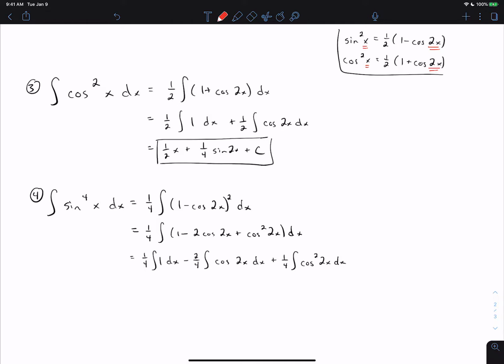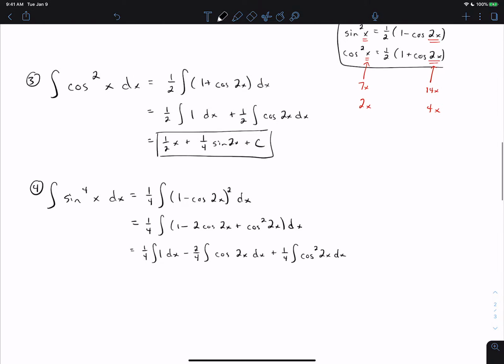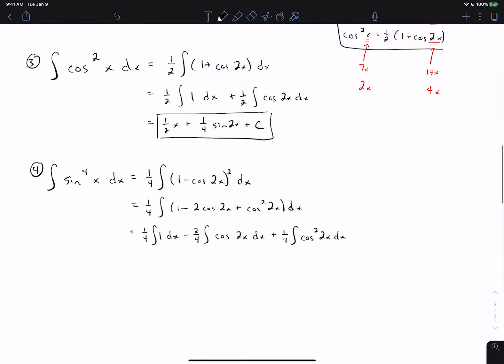So whatever is inside of here, if this was 7x, then this would be 14x. So it's double whatever's there. When the one on the left is 2x, the one on the right is 4x. And so we want to just be careful of that when we're applying the identity in this case. So let's scroll down a little bit and work this further.